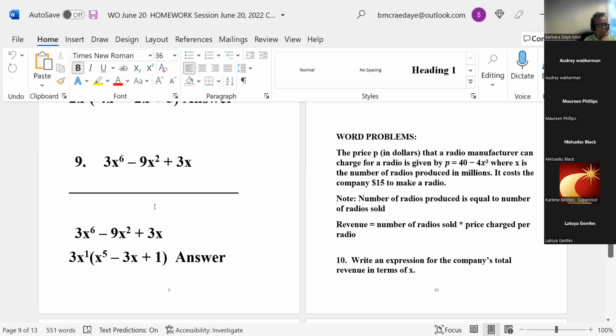So you just take 3x. You took the 3 out because the 3 is a common factor for 3, 9, and 3. And then you take the factor with the smallest power, and that's your x, because x to the 6, x to the second, x to the 1. So then you factor the factors that multiply to give you each term. 3x to the 1 times x to the 5 gives you 3x to the 6. 3x to the 1 times minus 3x gives you 9x to the second. And then 3x to the 1 times 1 just gives you 3x. That's your answer. Questions?